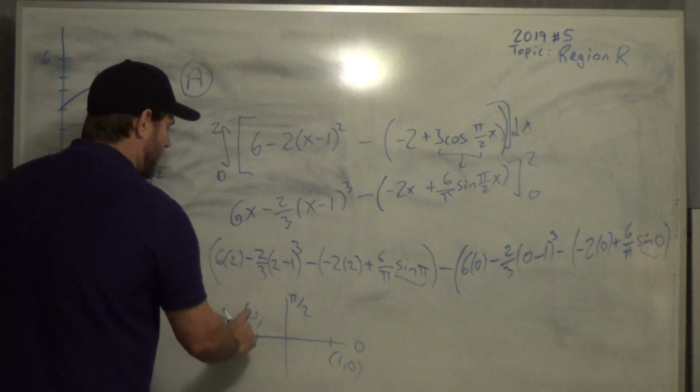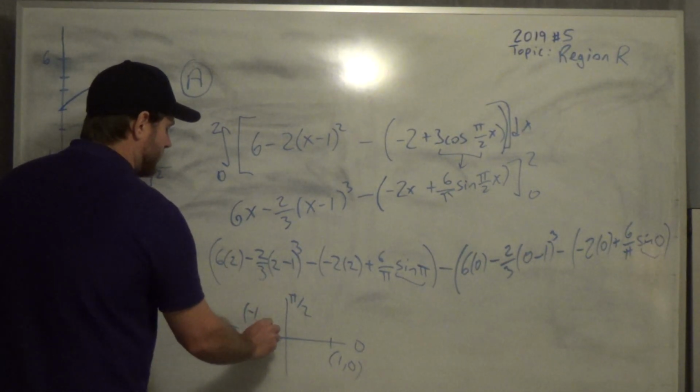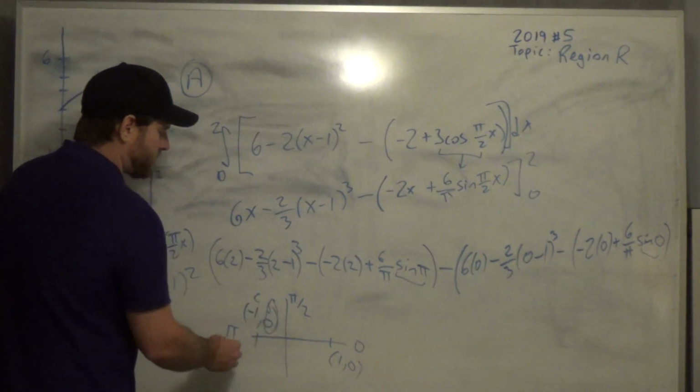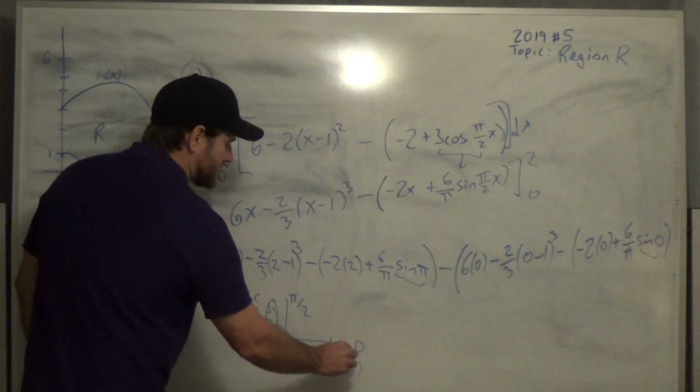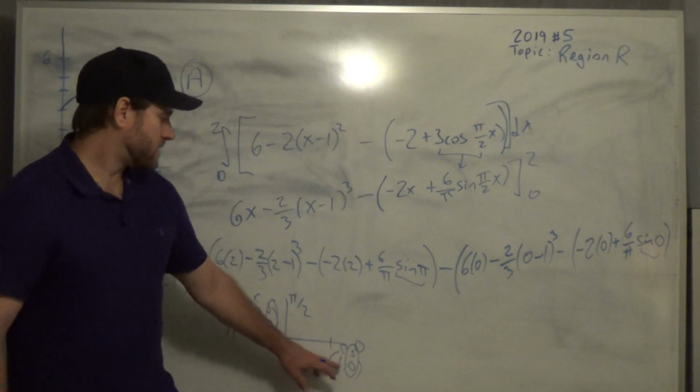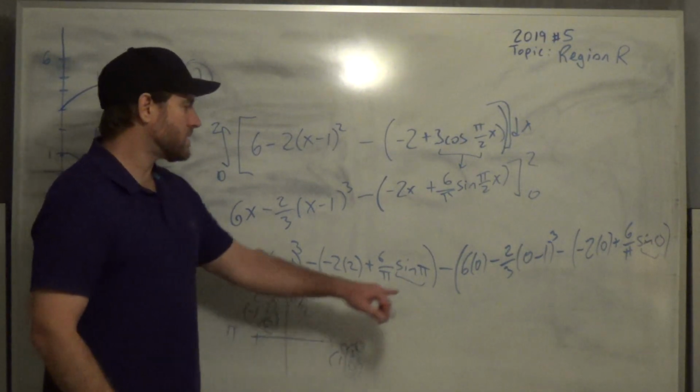Sorry, this one was 0, 1, but we don't need that one. So this is negative 1, 0, and remember it's cosine and sine. So sine of pi is 0, and again this is cosine and sine. So sine of 0 is 0. So both of these are 0.